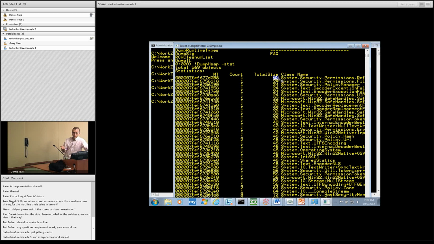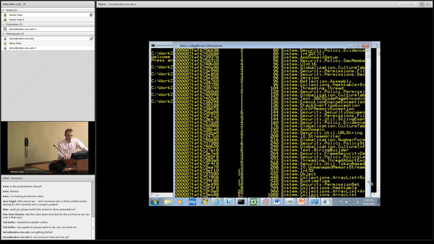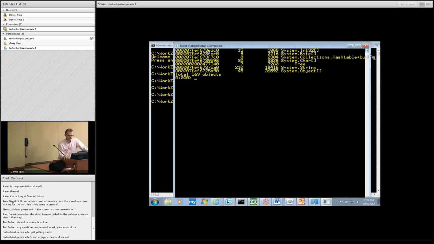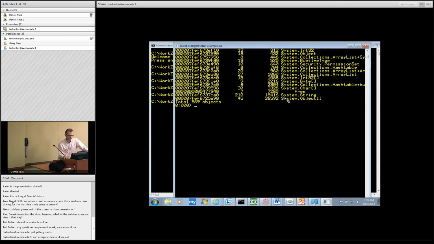So if this truly was a case where 9 or 10 gigs was used up by strings, I would just go to the bottom of this output, and it would say System.String, total size of 10 gigs across, I don't know, maybe 1 million instances or something like that. So the self-descriptive nature of the CLR is really powerful, and it really helps you far more when you're debugging managed code versus native code.